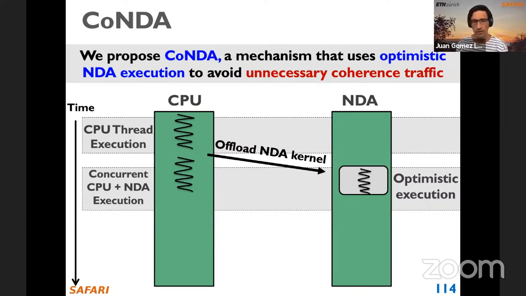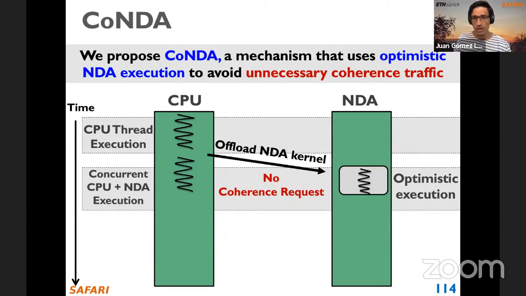There will be cases where the CPU simply stops and waits for the NDA accelerator to continue the execution. There will be other cases where the CPU continues computing something else, maybe operating on the same data structures or on different data structures. The thing is that if this concurrent execution happens, then we need to enable memory coherence in some way.